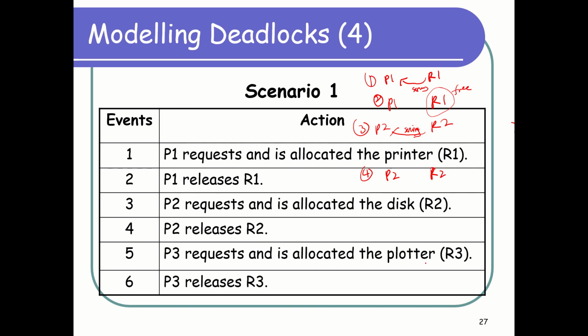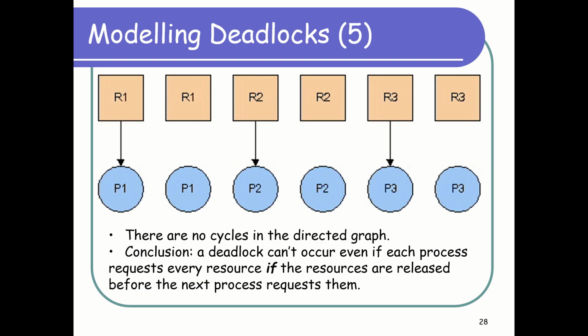P3 requests and is allocated plotters R3, so number 5 is P3 and R3, so R3 is serving P3. And the 6 is after P3 is done with R3, P3 will release R3 and R3 will be free again. This is scenario 1.